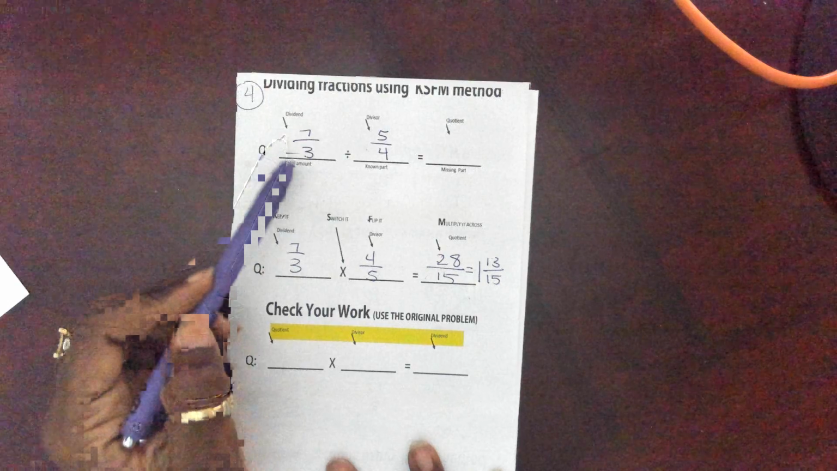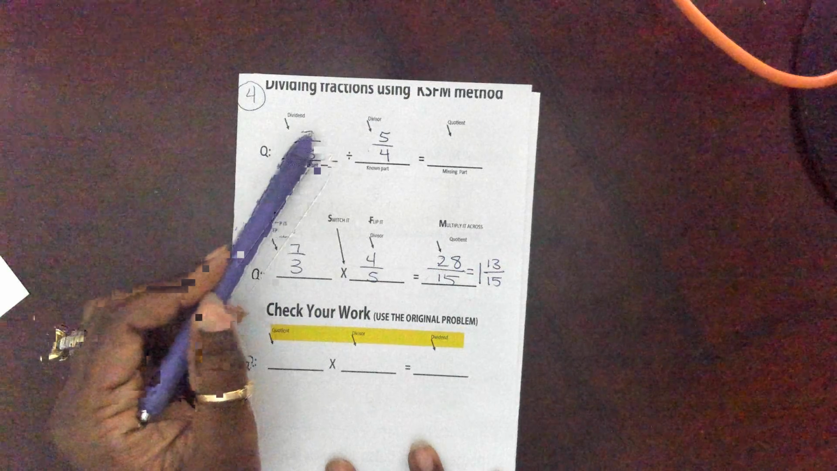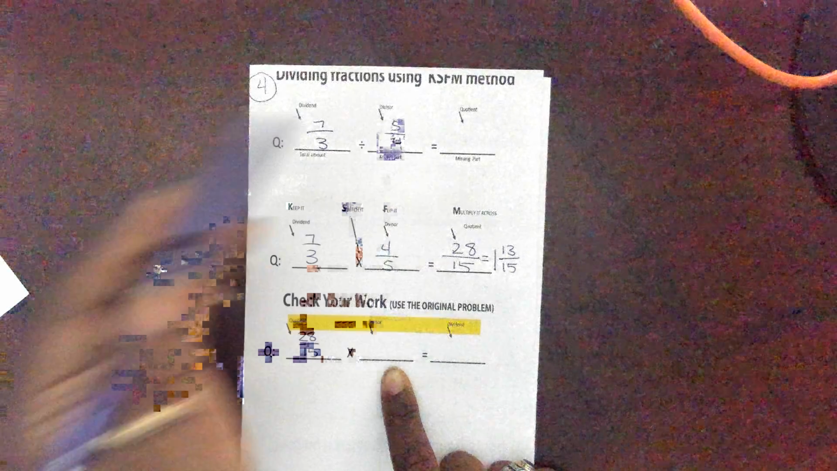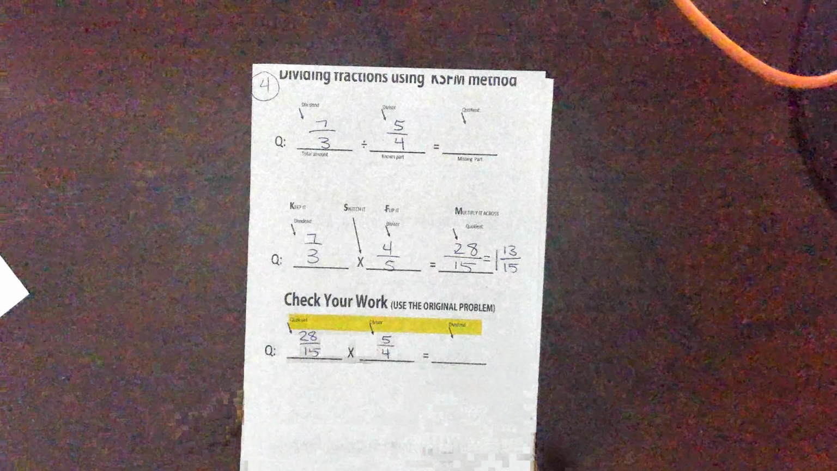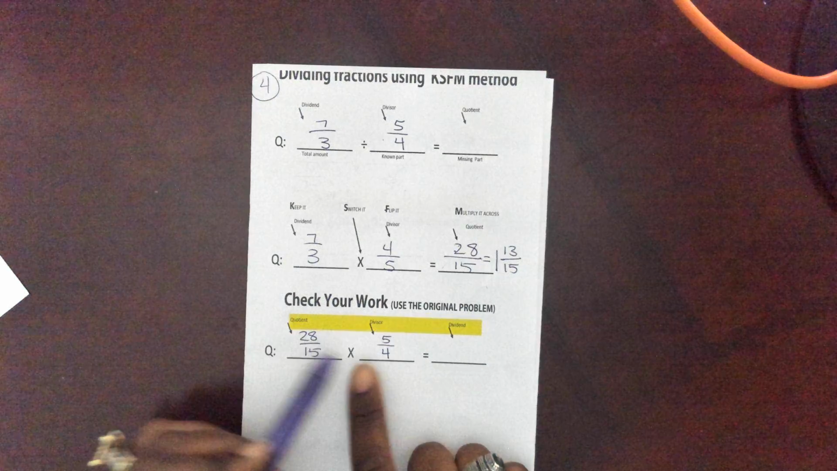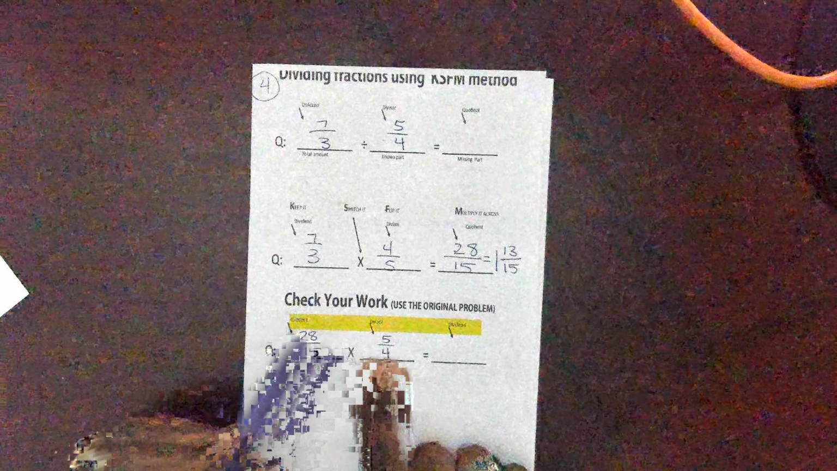Now we can go back and check our answer just to make sure that we come back up with the original dividend. So I'm going to use my quotient that we found, which was 28 over 15, and we're going to multiply that by the divisor that we had originally, which is 5/4. Now remember to cross multiply, or cross cancel I should say. We're going to see if we can make this any smaller.